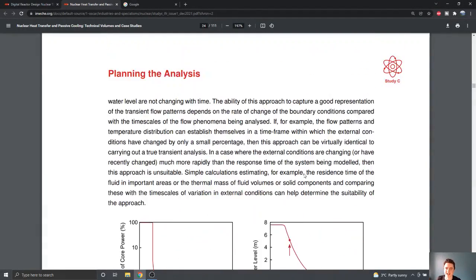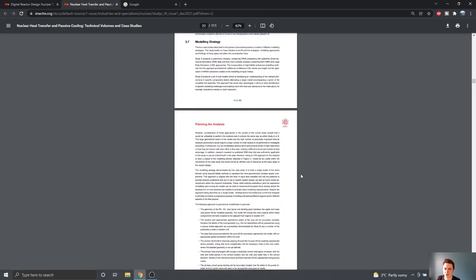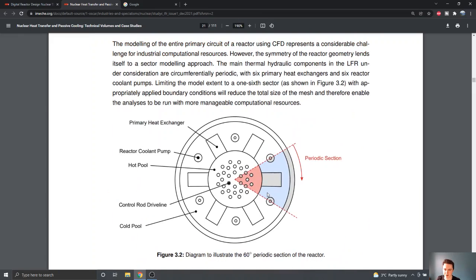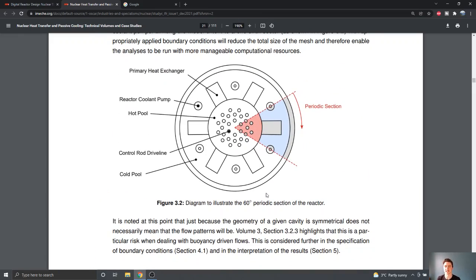So first things first, let's skip back a few pages to page 21 in the report. What you'll see on this page is a top-down view of the geometry of the reactor. You can see that it's cylindrical, and a number of the components are repeated around the circumference of the reactor. We've got 6 primary heat exchangers here, and we've also got 6 pumps. And looking at the pattern of the control rods in the middle of the reactor as well, you can see that these also form a regular pattern.